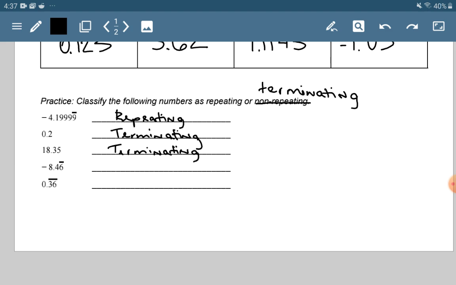Negative 8.4, and the 6 has the bar over it. That 6 with the bar over it tells me it keeps going, therefore it repeats. 0.36, with the bar over both of them, tells me that both the 3 and the 6 repeat.